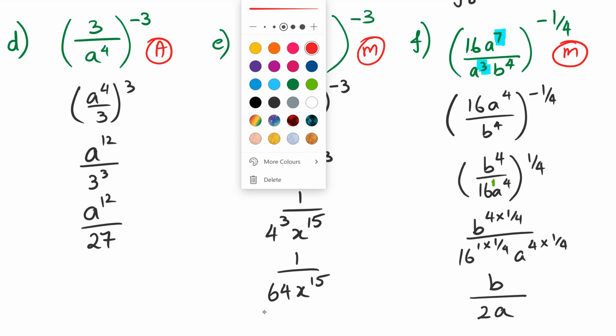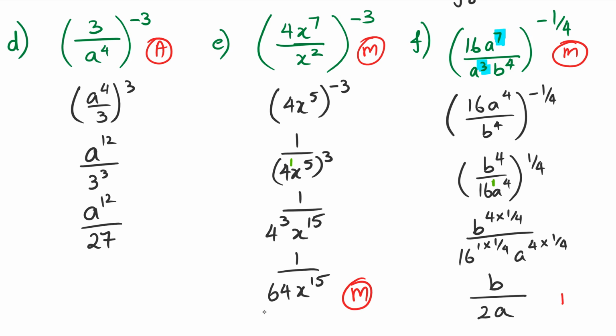Okay, so grades wise, merit, but you could get an achieved if you get either this or this correct. One of them you've got to get correct for achieved. Any questions?